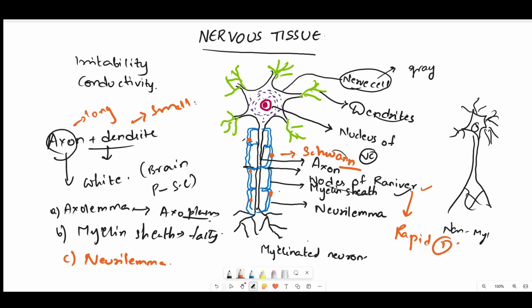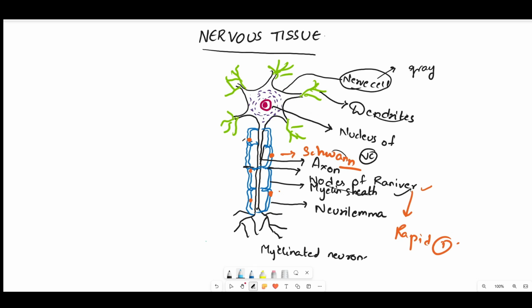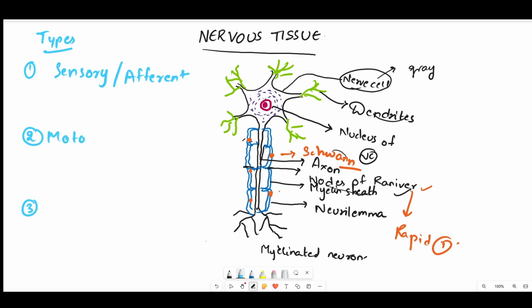Now let us see the different types of neurons. There are three different types. The first one is the sensory neuron, also called the afferent neuron. The second one is the motor neuron, also called the efferent neuron. And the third one is the intercalated neuron.